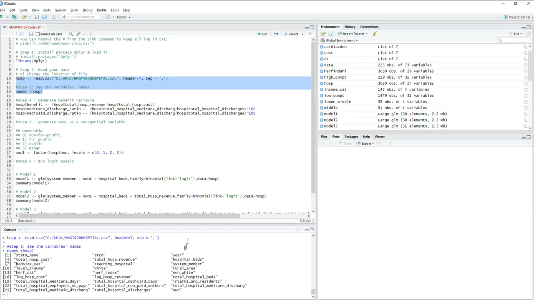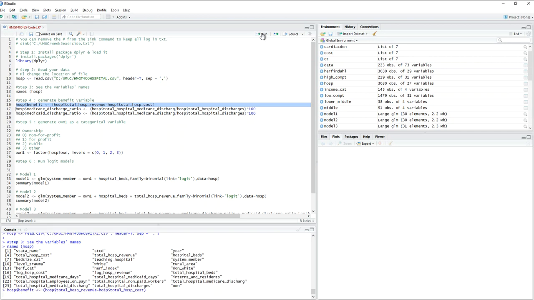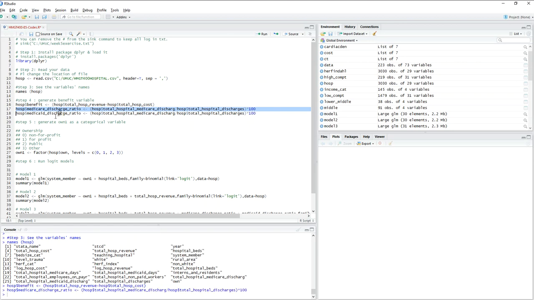This is the model we have already. This is the data we already have. I'm generating the benefit as total hospital revenue minus total hospital cost. Here, the Medicare is total hospital Medicare discharge divided by total hospital discharge. This is for Medicare, and for Medicaid this is total hospital Medicaid. Actually it should be Medicaid.